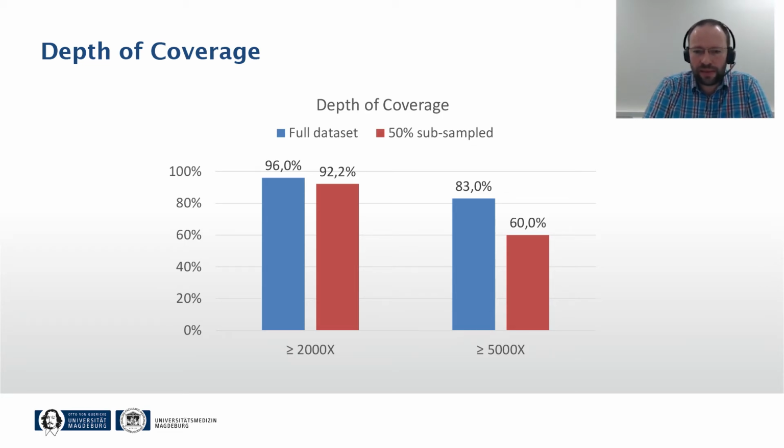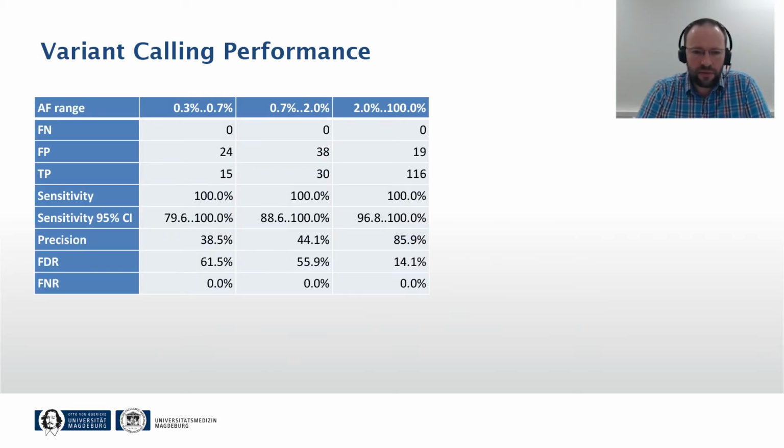So this is our processed reads, and we see that in the full data sets, more than 96% reach this 2000x, and in the full data sets, 83% reach 5000x. But in the subsampling, the data for the 2000x seems quite similar to the full data set, but in the 5000x, the coverage drops quite down to 60%, which indicates that this isn't enough for the analysis. Let's have a look at the detailed calling performance.